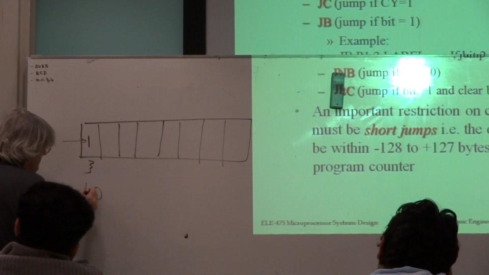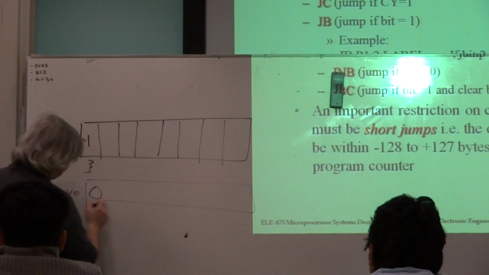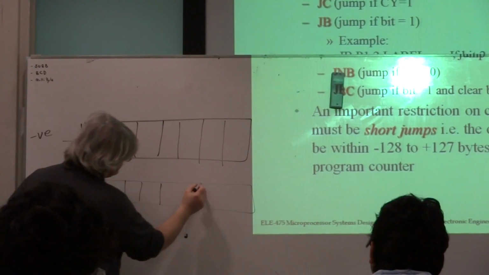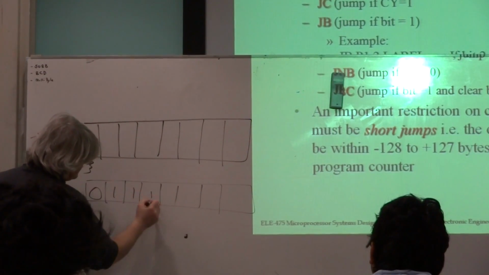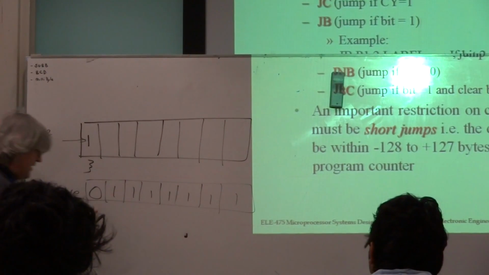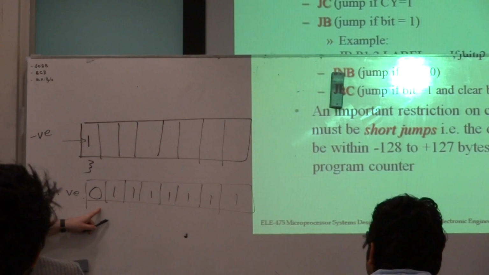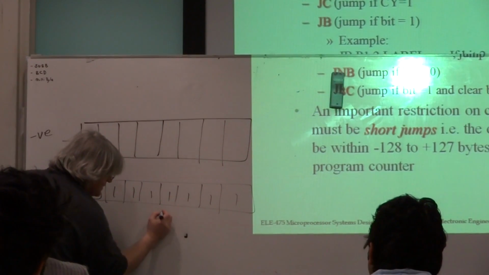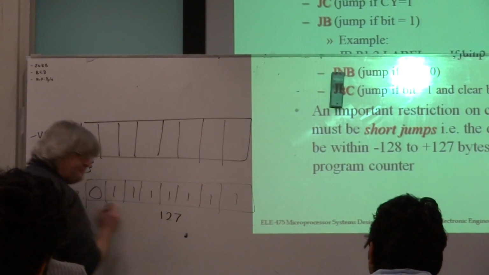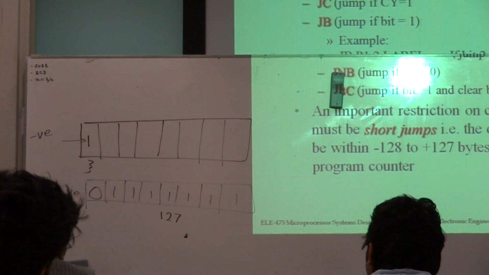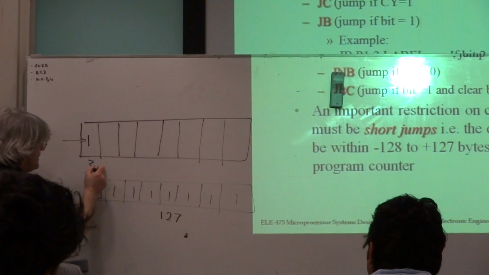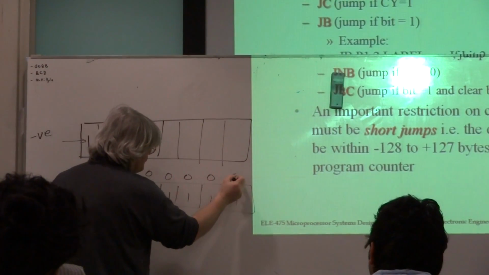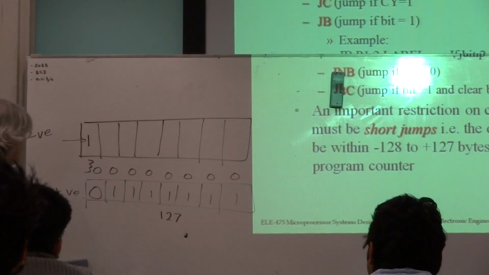The biggest positive number you can have is 0 followed by seven 1s. If you convert that, you're good with your binary to decimal conversion, you'll see that's 127. The value 0 is all zeros, 0, 0, 0, 0, 0, 0, 0, 0.